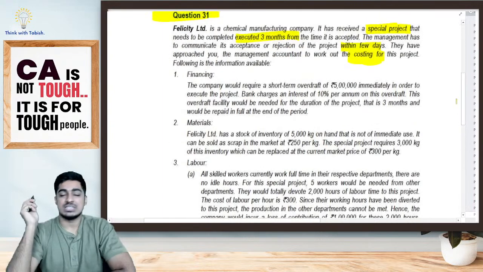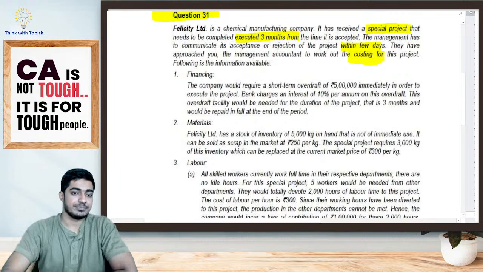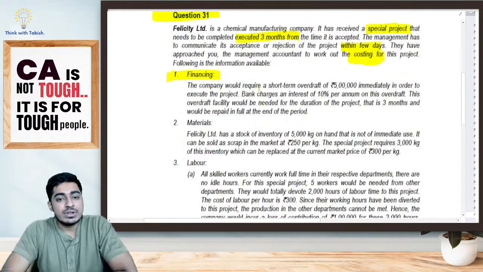Information is available one by one. We will see if it is relevant, and if it is relevant, how much is relevant. Now look at this, students. Financing: the company would require a short-term overdraft of 5 lakh rupees immediately in order to execute the project.